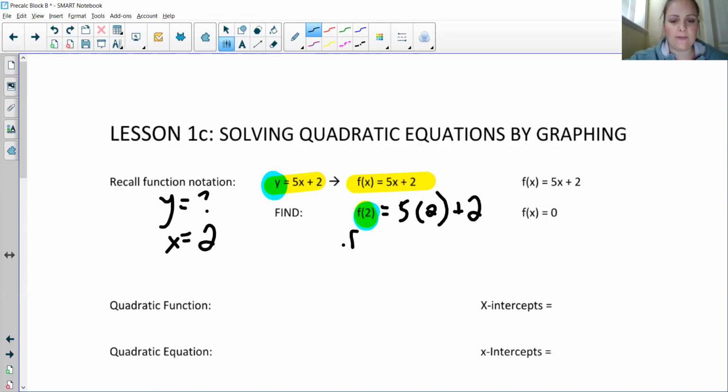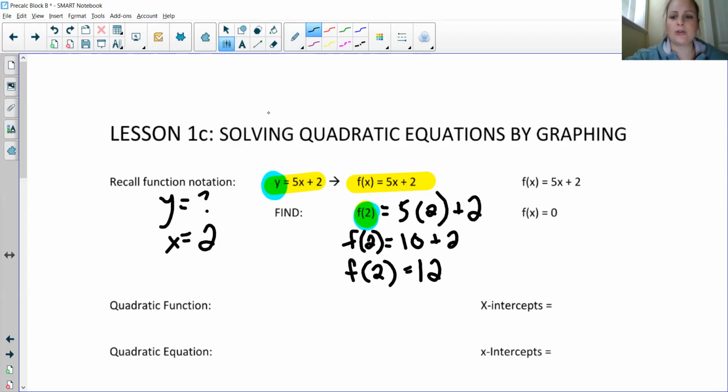Keeping it in function notation, I just leave this as f of 2. It's not f times 2. There's not a second variable there. It's a function, and we're trying to find the value of the function when x equals 2. So then we do the work on the right-hand side. 5 times 2 is 10. We add 2, so f of 2, or the value of the function when x equals 2, is equal to 12. Okay, so that's function notation.